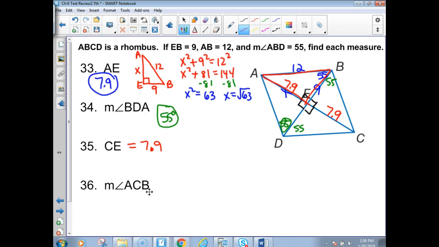Now it says to find the measure of angle ACB. ACB. Well, you got a bunch of little right triangles here. If that's 55 and that's 90, we're going to do triangle angle sum. 180 minus 55 minus 90. Let's see, what's that? 145. So it should be 35 degrees. Yes, you guys calculate it. Make sure I'm right.